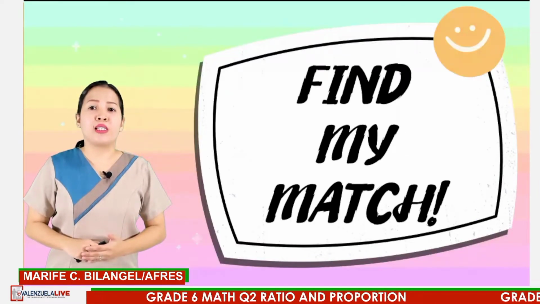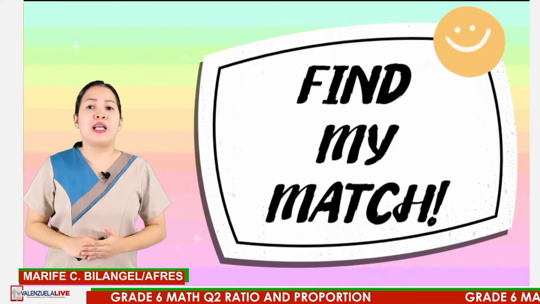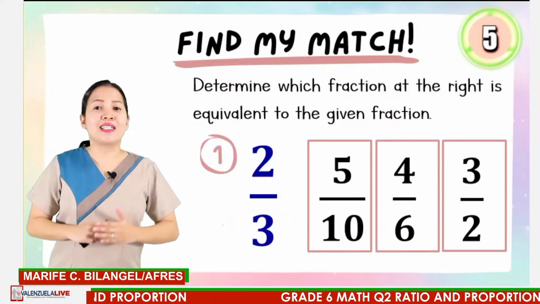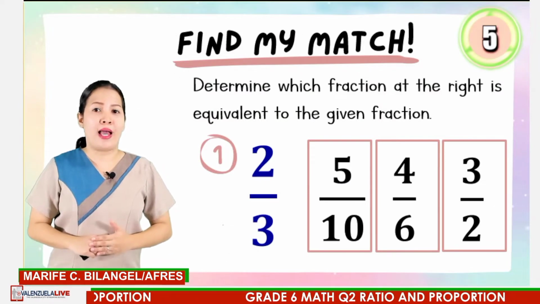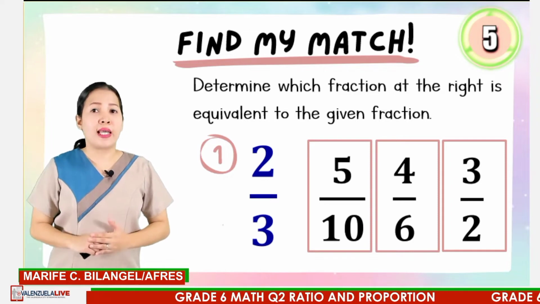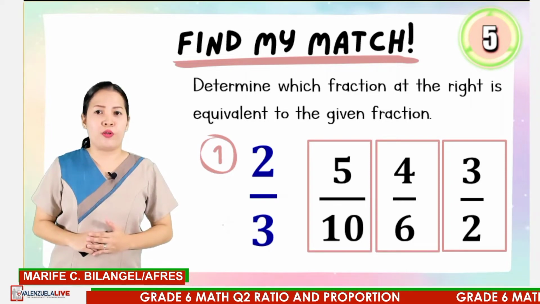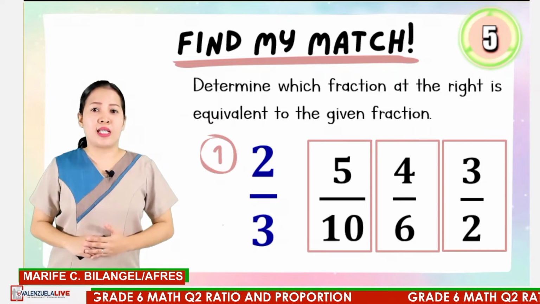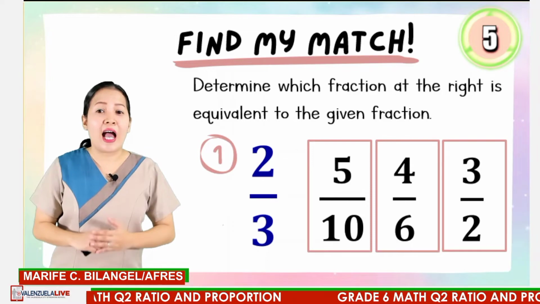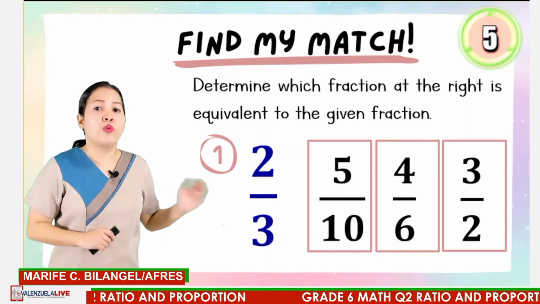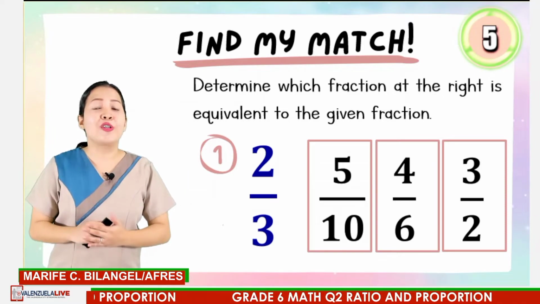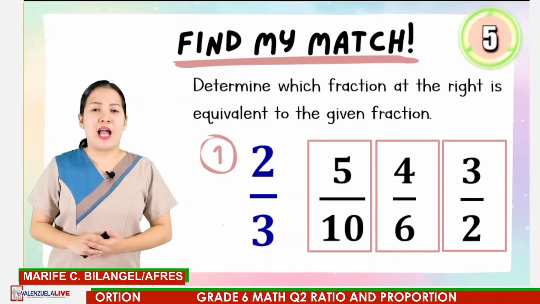But before we discuss ratio and proportion, let us see how good you are in finding matches. In this activity entitled Find My Match, we just have to determine which fraction at the right is equivalent to the given fraction. You are only given 5 seconds to answer each number. Are you ready? Let's have our first fraction, which is 2/3. Find its match, and your timer starts now.